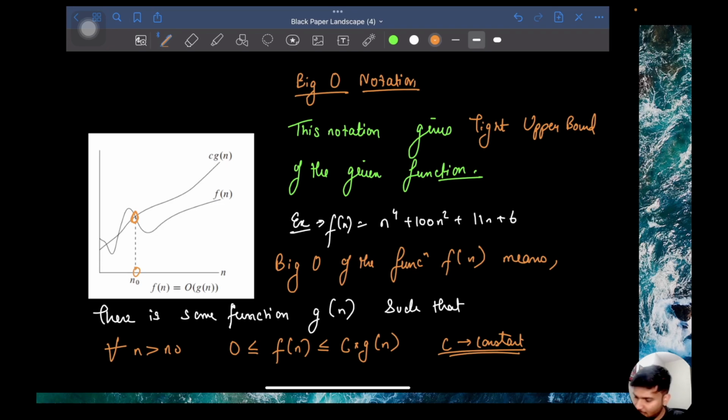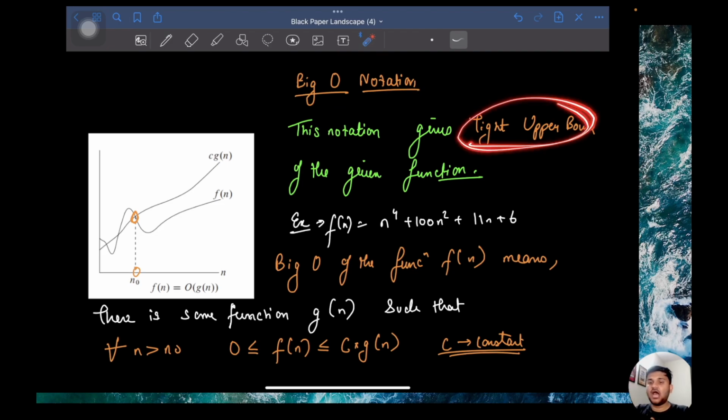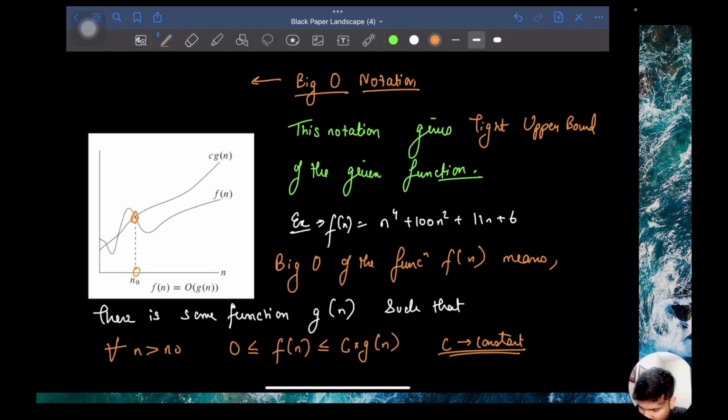Now this is a lot of maths, right? Let me simplify it for you. Big O notation gives you a tight upper bound. Now what did I tell you? Big O is for worst case complexity. Worst case means if the algorithm is going to go bad, how bad it can go. That's what big O notation is, right?